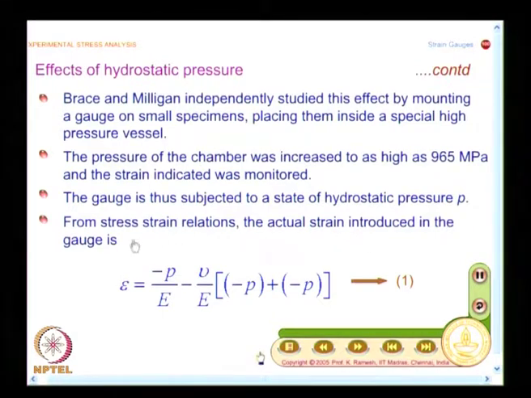Because the problem is very important and also complex, as I mentioned, a series of experiments have been done by Brace and Milligan, and they attached strain gauges to small specimens and placed them inside a special high pressure vessel. And what they did was, they increased pressure to the extent of 965 MPa.